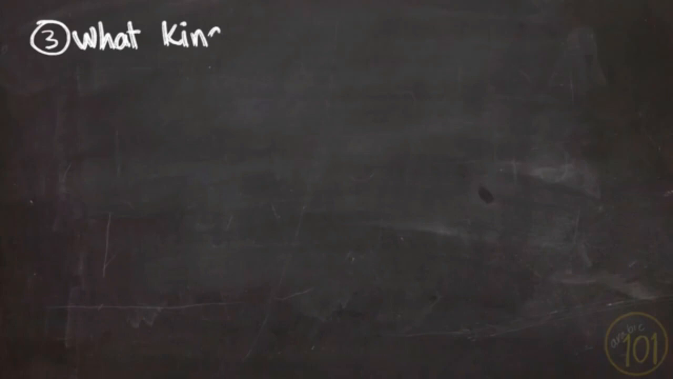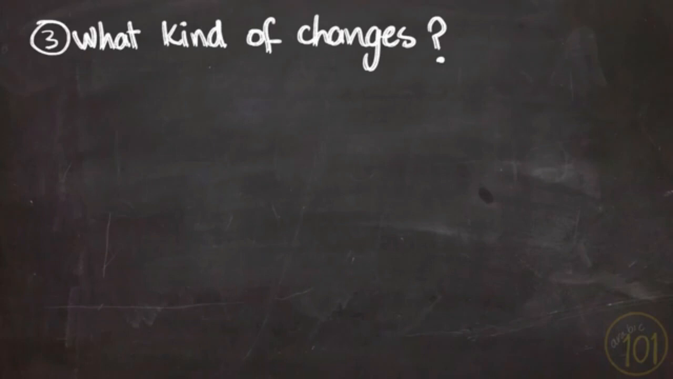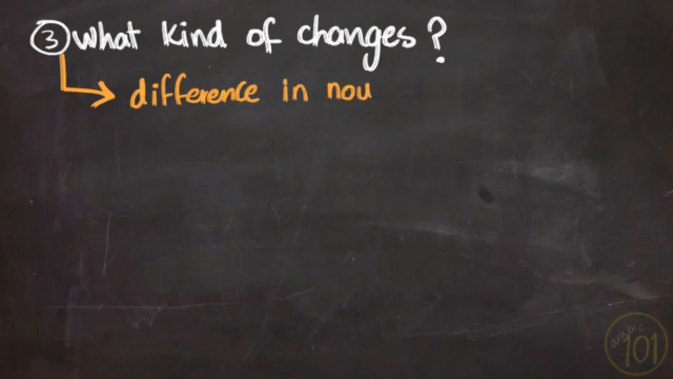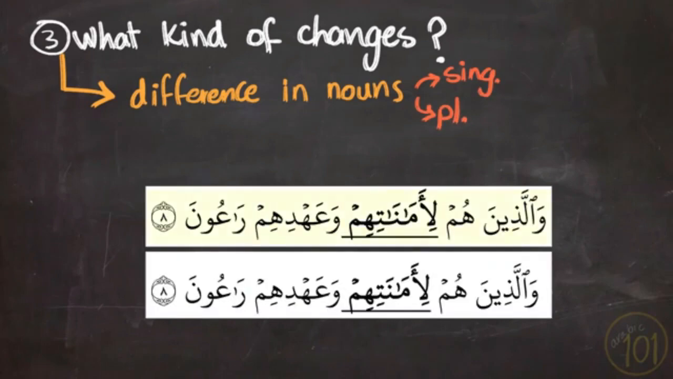The next question is, what kind of changes are there when we talk about the 7 Ahruf, or in Arabic, Al-Ahruf As-Sab'a? What kind of changes can we expect? Now, the variations may involve difference in nouns. For example, in one variation, a word is mentioned in the plural form, and in another it is mentioned in a singular form, like in this example.